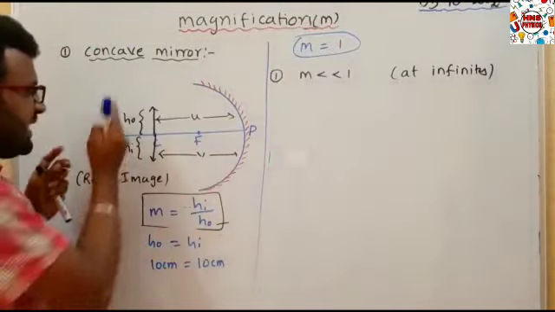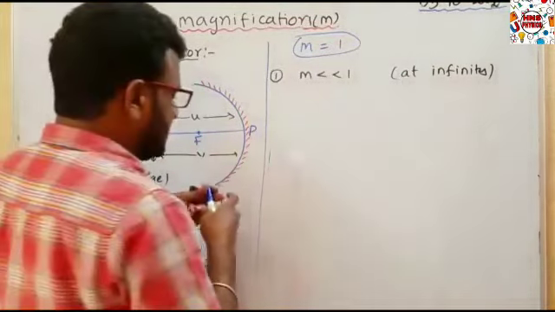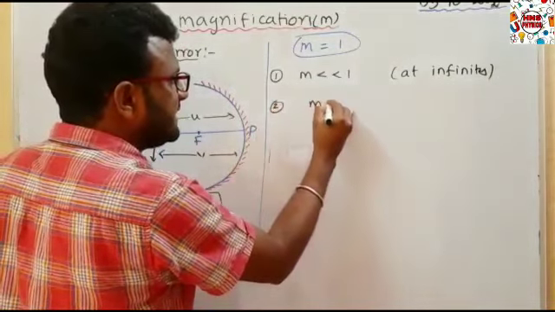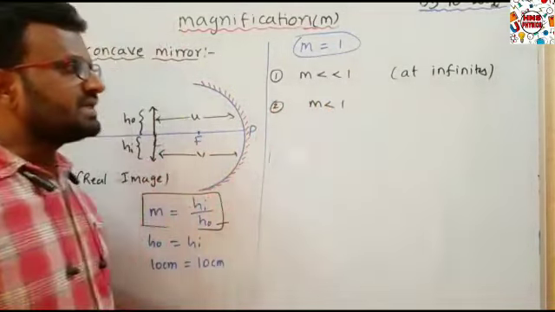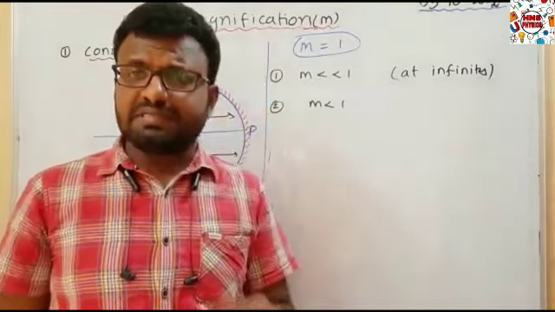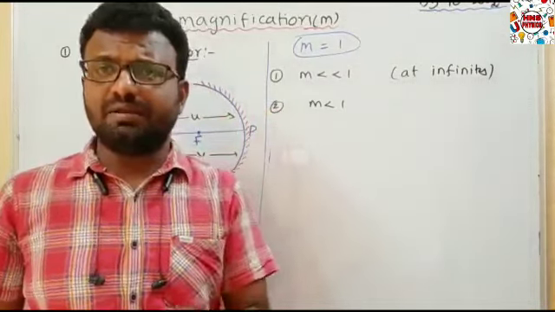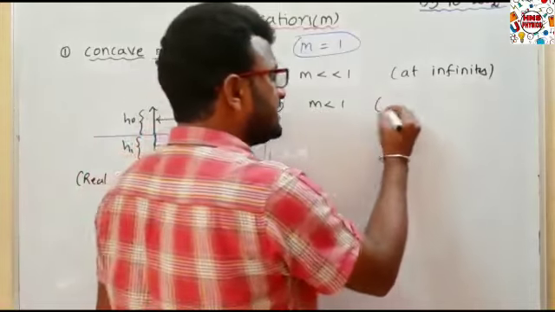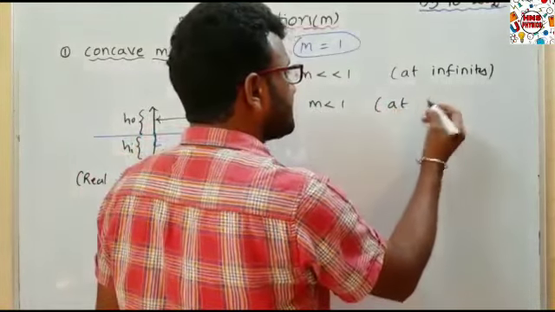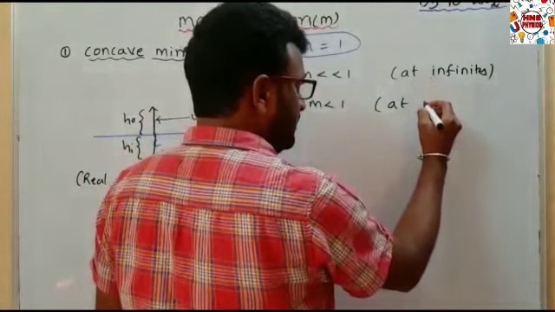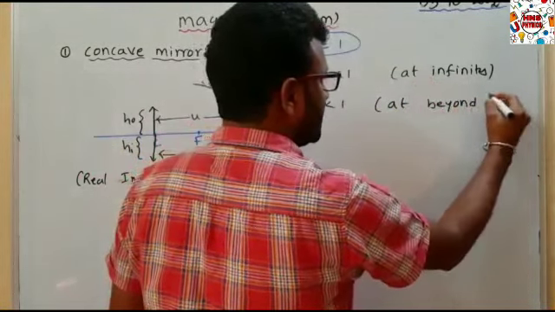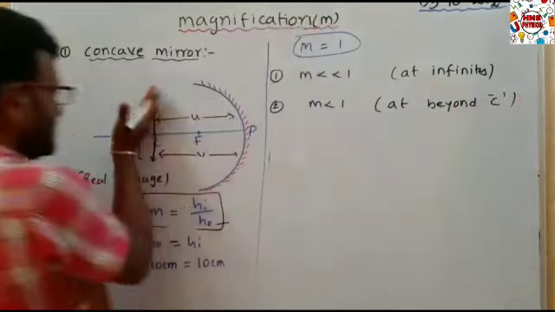Next, the second case. When the object is placed behind C, what will magnification be? Second case, m is less than 1, because in this case the image size is diminished, not highly diminished. So that's why it will be less than 1. In what case is the object placed behind C? Behind C means behind the center of curvature.